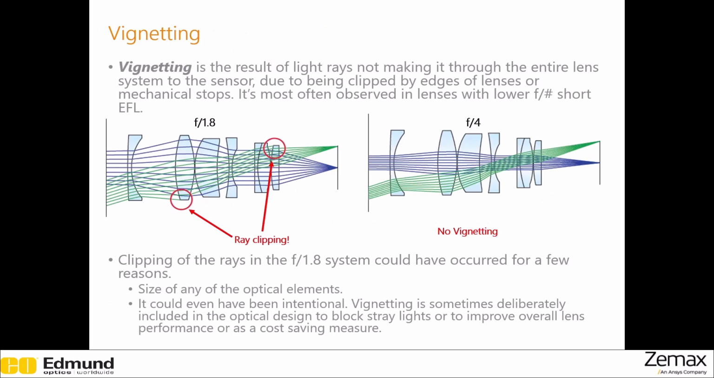We will now discuss vignetting. Vignetting is characterized by a loss in relative illumination when light rays do not make it through the imaging system on their way to the sensor. Some of the rays essentially get clipped by the edges of individual optical elements. It's more commonly observed in lenses with low f numbers. If you think for a second, low f numbers mean high light throughput, and it becomes increasingly likely that some of these rays will not make it through all the elements in the system.